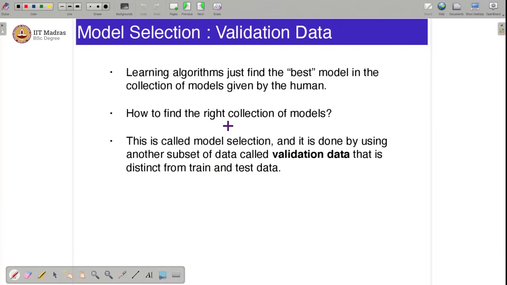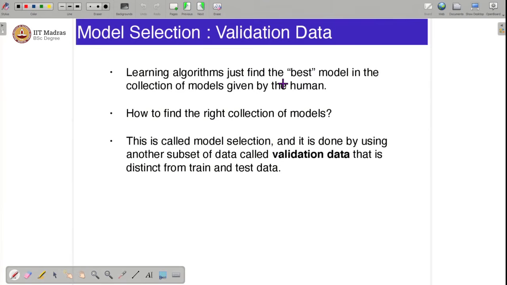Very often you also have one more part of the data that is distinct from the training data and test data, which is called the validation data. And where is it used? This comes from something I mentioned earlier: the learning algorithm just finds the best model in the collection of models given by the human. For example, you might say the class of models you are looking at is linear models, so price is A times rooms plus B times area plus C times distance. Your learning algorithm will find the best A, B and C, but why that?